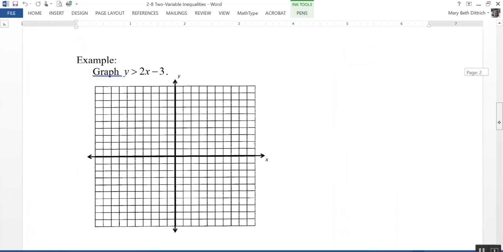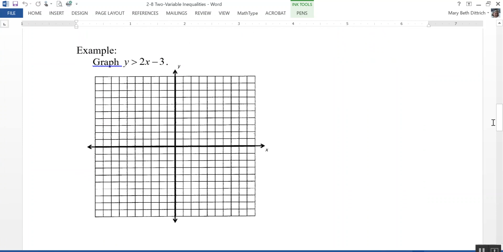Let's take a look at an example here. Here we have to graph y is greater than 2x plus 3. So the first thing I'm noticing is that I have a greater than symbol. So that means that my line is going to be dashed. It's not solid, so it does not contain the points on the line. And since my inequality is written in slope-intercept form, I'm going to be shading above the line.